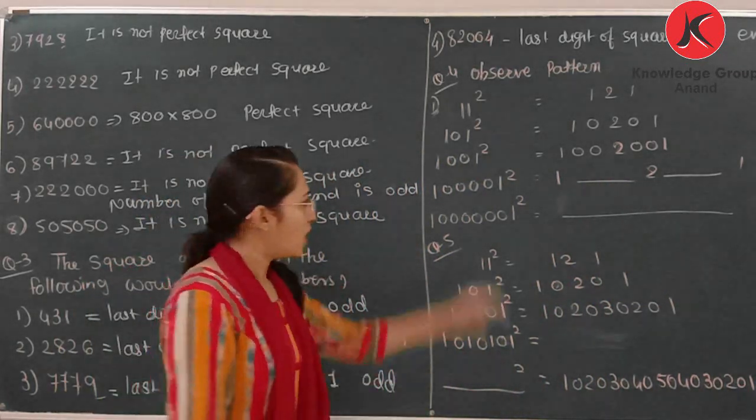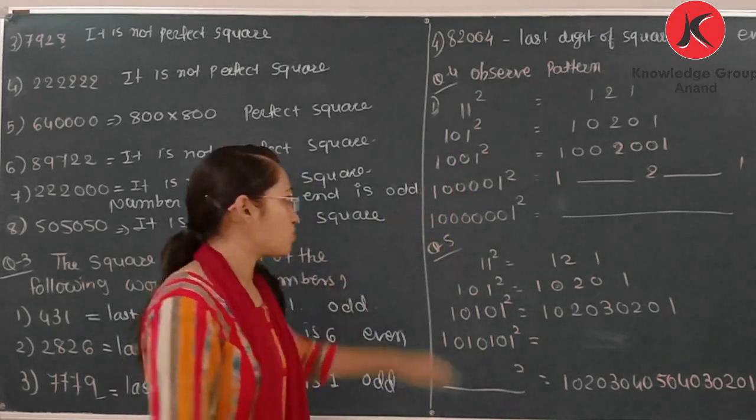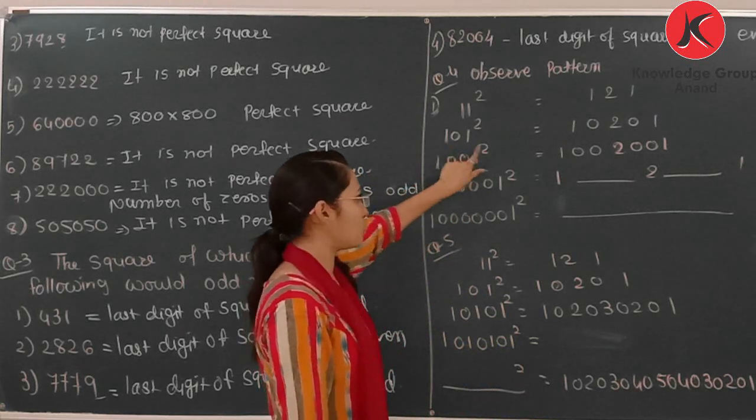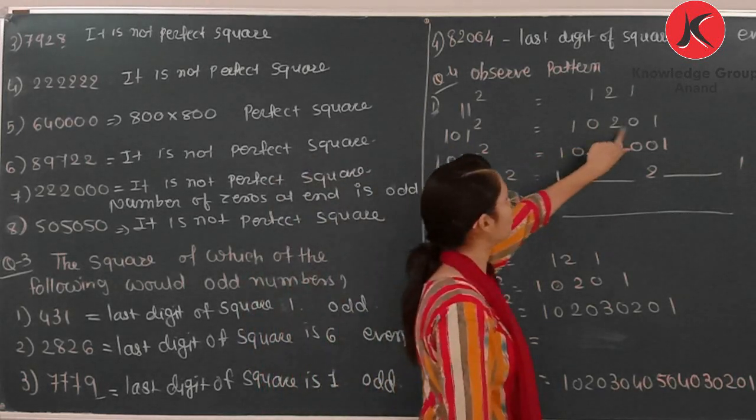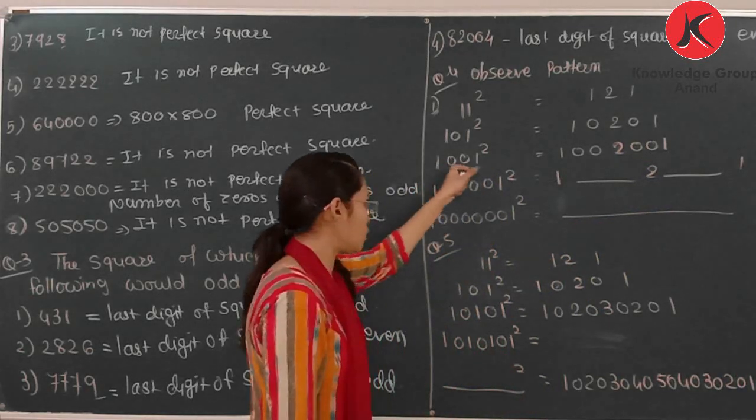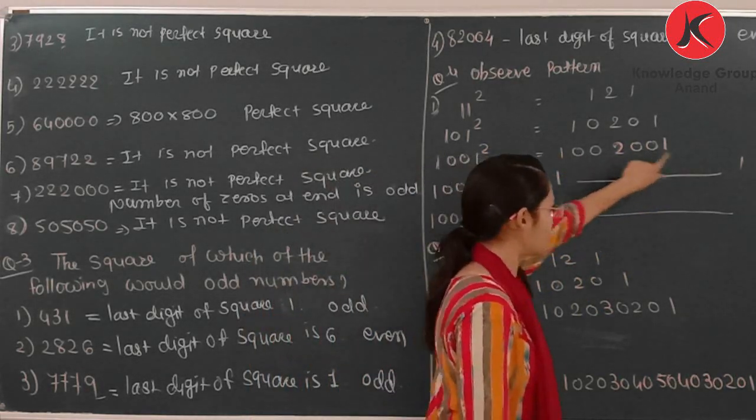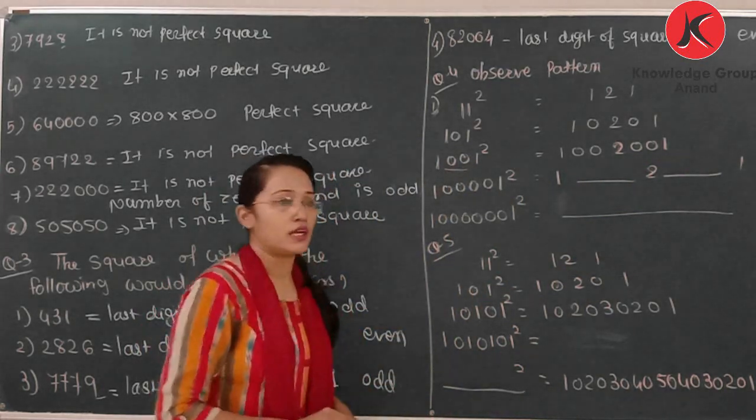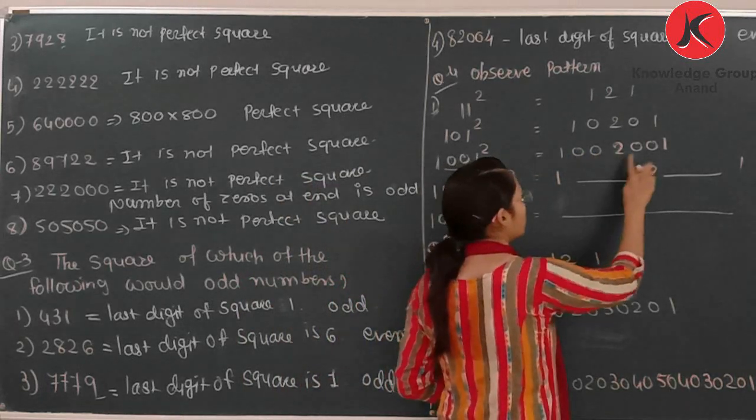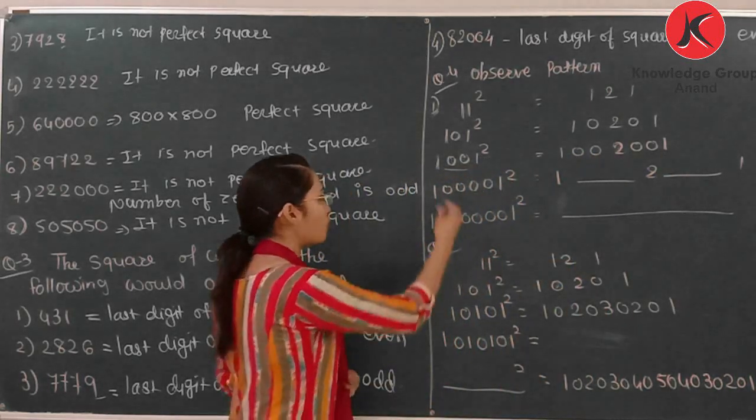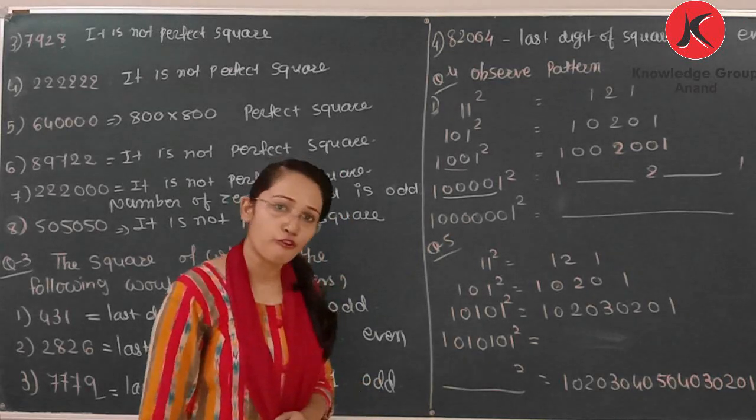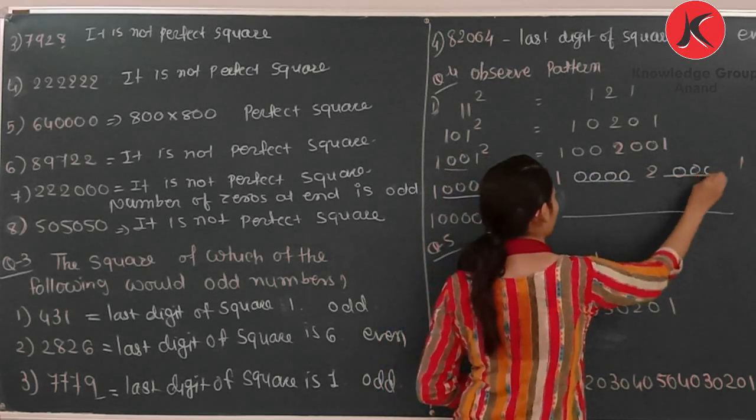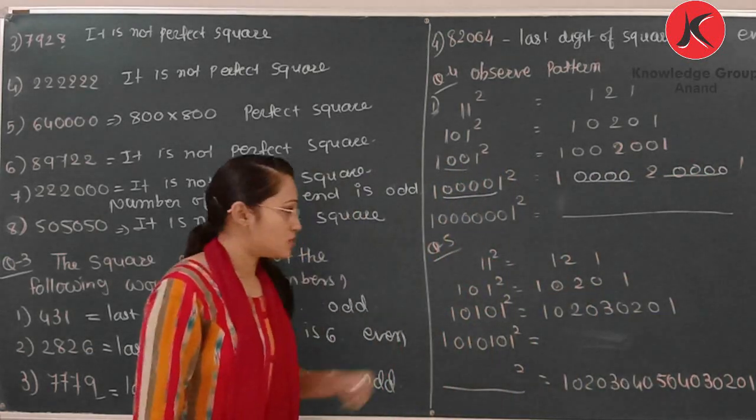Now next one, question number 4. Observe the pattern and write the next step. So here 11 squared is 121. Now for 101, it is written 10201. For 1001, it is 1002001. So can you observe any pattern? You need to add 20 between 1 and 2, 2 and 1. So here, for the next pattern, how many zeros are there? 4. So you need to write 40 here, and here also 40.